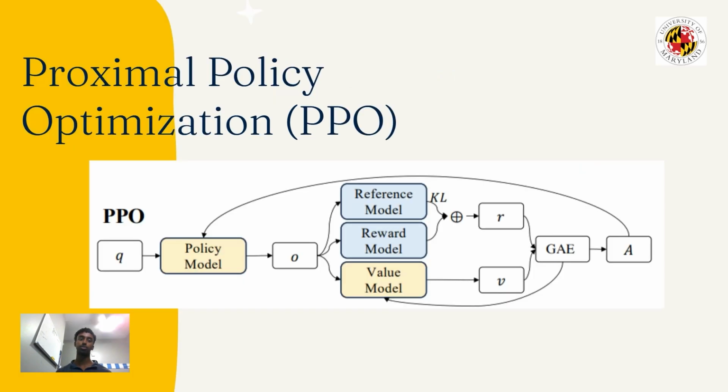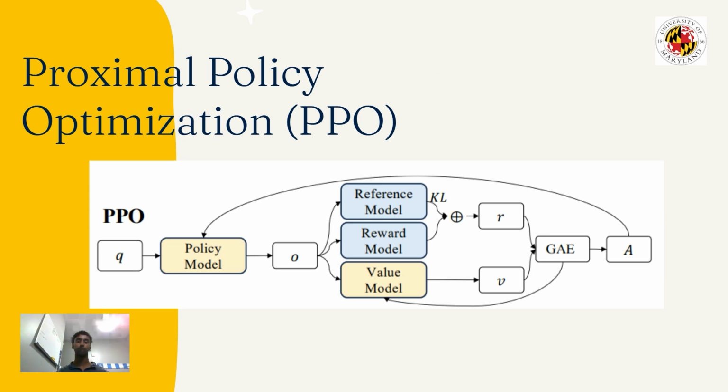And now that we've defined what we want to optimize, we have to get into the details of our implementation, bringing us to our first strategy, which is proximal policy optimization, or PPO for short. In PPO, we start with a prompt queue, feed it into our policy model, get an output, and feed that output to our reference model, reward model, and value model. The reference model and reward model together with the KL divergence term will compute the reward, and our value model will compute the expected reward for the same question-output pair.